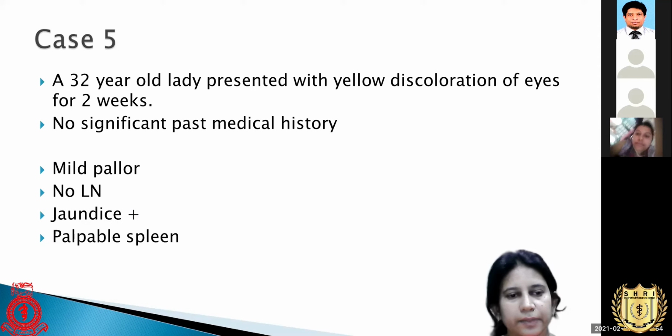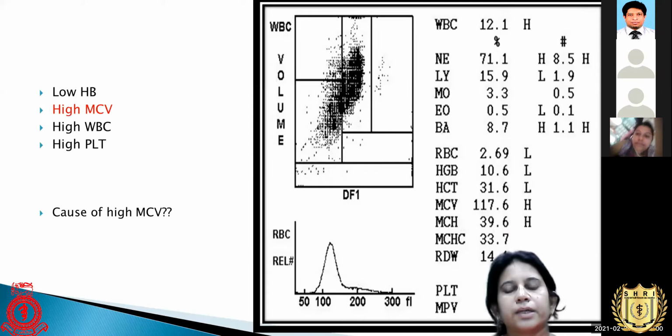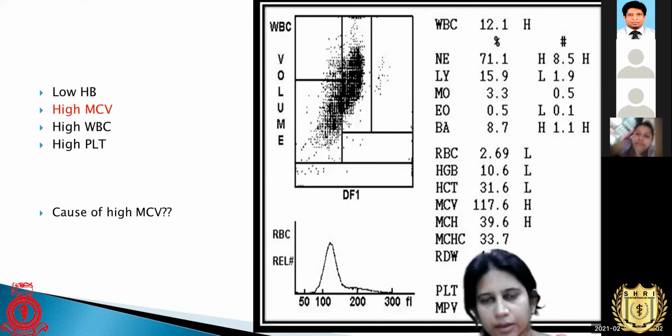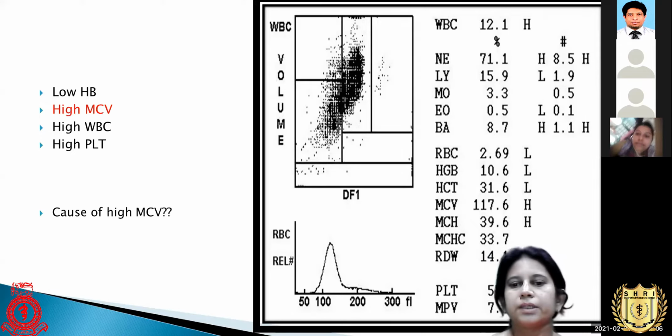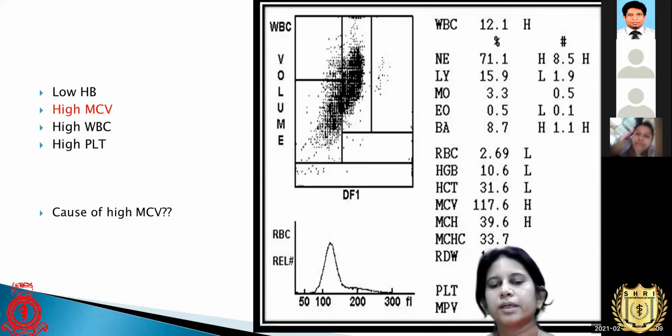Patient with jaundice and palpable spleen, very recent history. So you have to investigate. You are given a full blood count. I have given the same full blood count with neutrophil leukocytosis, hemoglobin low, hematocrit low, MCV high. So basically here again low HB, high MCV.